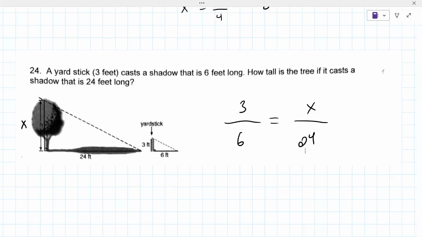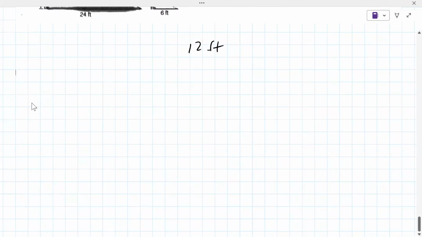Then you could reduce 3 and 6. 2, 2 and the 24. 2 divided by 24 becomes 1 over 12. 12 feet. The shadow's 12 feet, I guess. And you gave the units, even better.